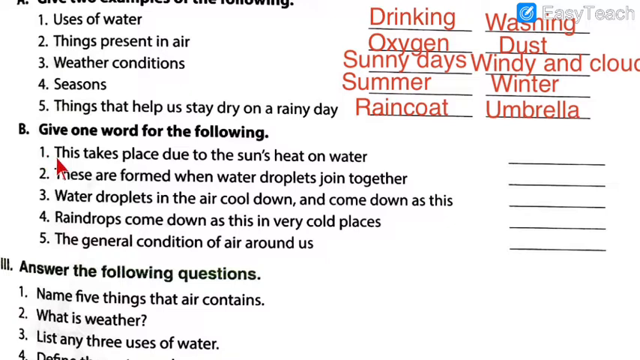Number 1. This takes place due to the sun's heat on water. So what takes place due to the sun's heat falls on the water in the sea, in the ocean? So your countdown starts now. Try to guess the correct answer. 5, 4, 3, 2, 1, 0. What is the correct answer?